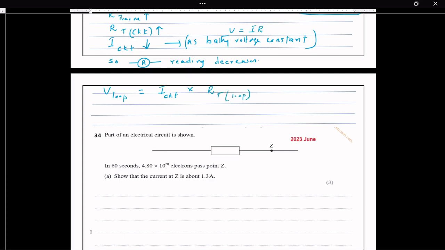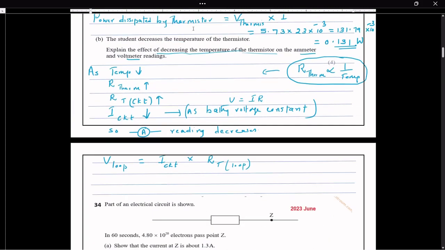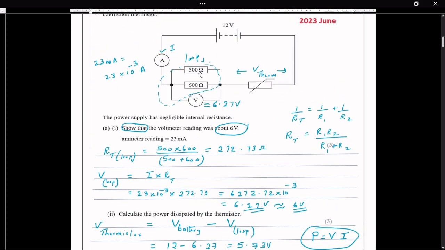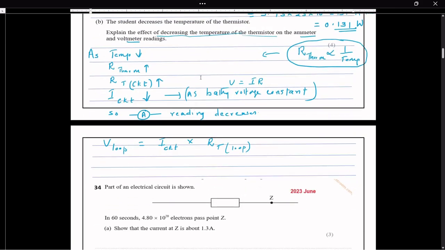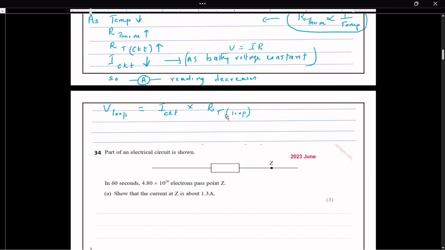So the total resistance of the loop is not changing because these are two fixed resistors, 500 and 250 ohm resistors. So R total remains the same, but the circuit current is decreasing. Therefore, the voltage of the loop also decreases. So let us write: as I circuit decreases, voltage of loop decreases since R total is constant.